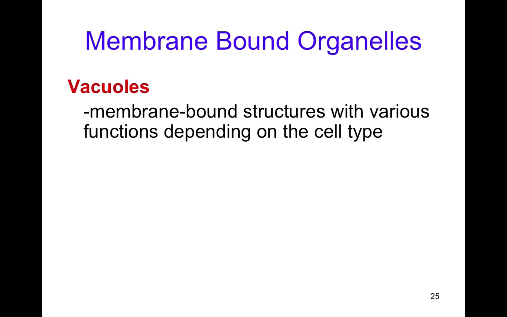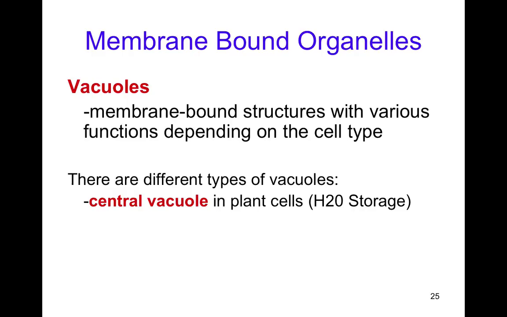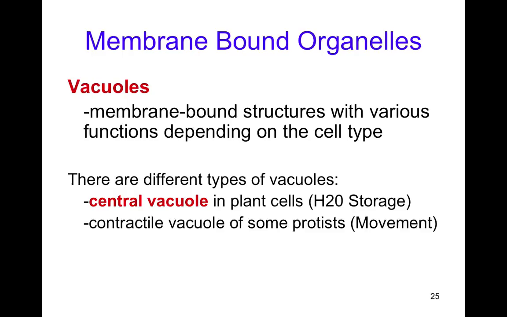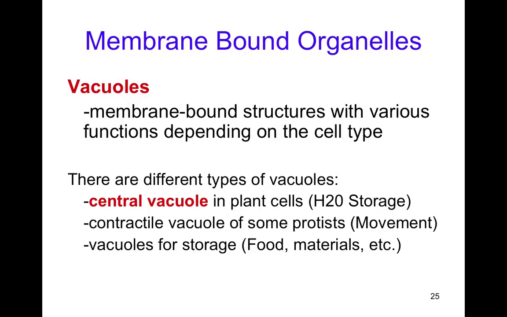Vacuoles are membrane-bound structures that are used for storage primarily. The central vacuole on a plant is very noticeable, and it's used for H2O storage, water storage. Some protists use what is called a contractile vacuole for movement. They'll actually shoot water out of this vacuole and use it for propulsion. And within us, humans, we use vacuoles for storage of food and other materials, like glycogen.